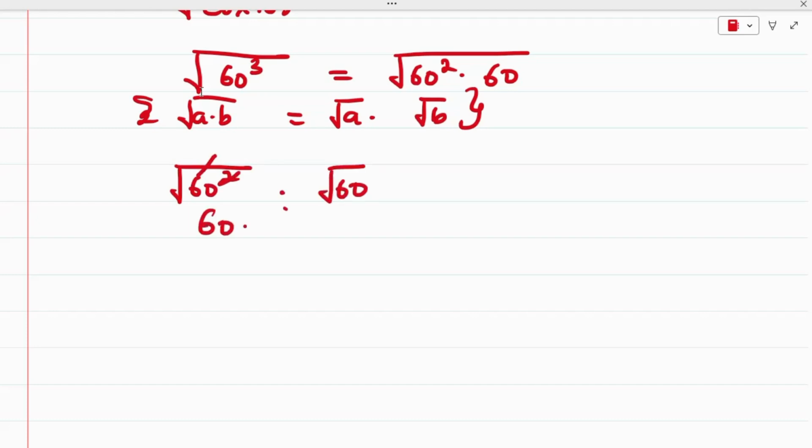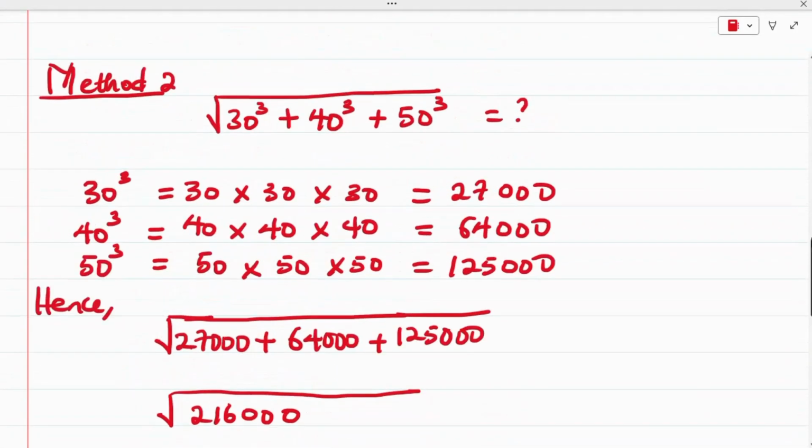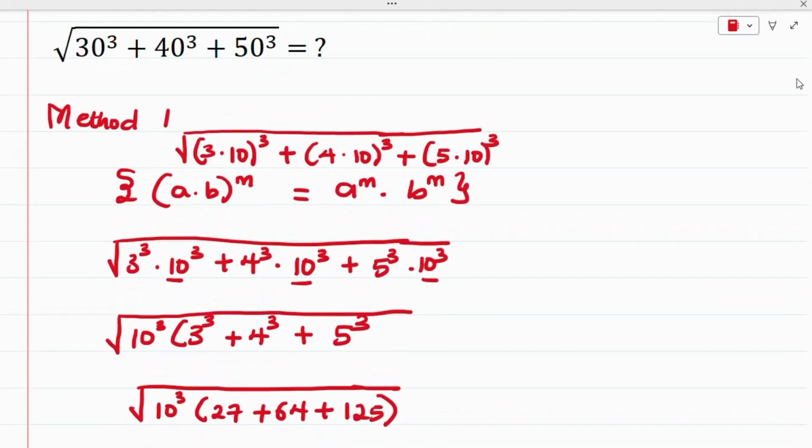So we have 60 multiply the square root of 60, which can be expressed as 4 multiply 15. So 60 multiply the root of 4 multiply the root of 15. So 60 multiply the root of 4, which is 2, multiply the root of 15. And if we multiply all of this together, we are going to have 120 root 15, and this becomes the final answer. So guys, we have been able to solve this nice square root math problem with two methods right here, and we have our final answer to be 120 square root of 15.